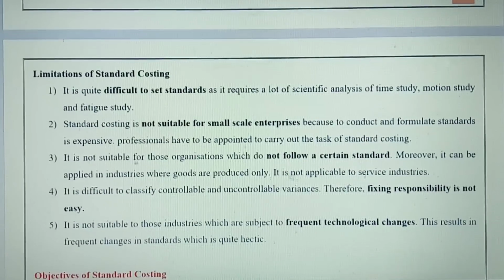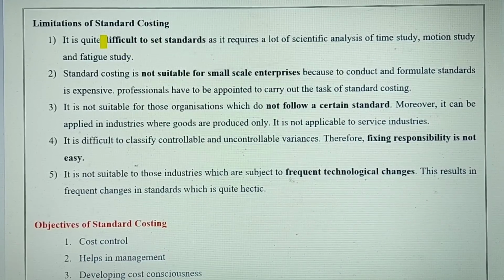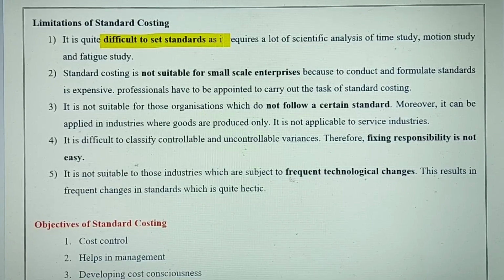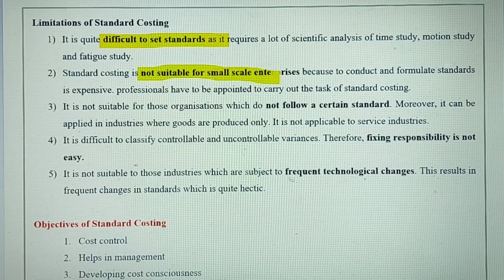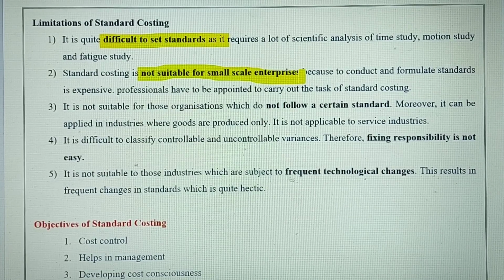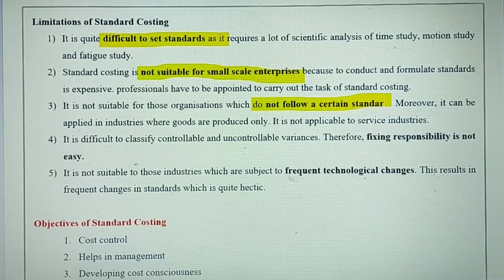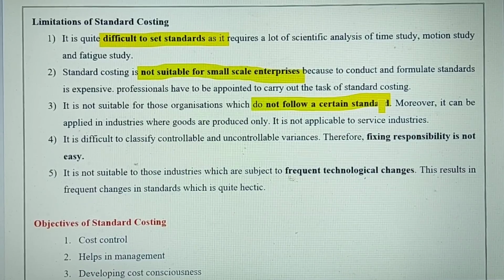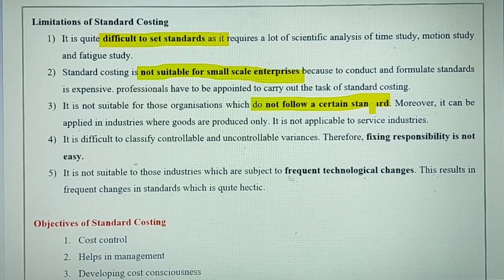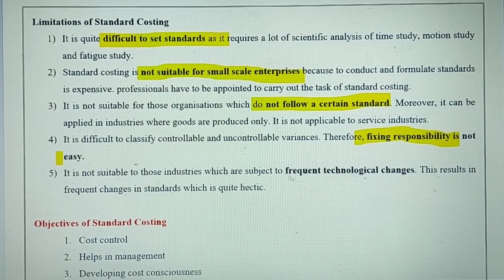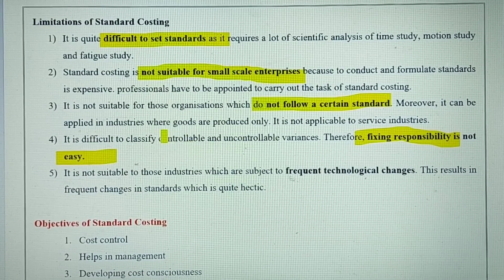Okay, so a few limitations are also there. Basically, the first limitation or drawback of standard costing is it is quite impractical to set standards for the product, because it's a very complex function, and it is not at all suitable for small scale enterprises, because the organization has to spend a lot of money to appoint the professional staffs, and it is not suitable for those organizations which do not follow any type of standards. So basically more or less related to the small scale enterprises. And fixing responsibility is a very difficult function. So it's quite difficult and impractical to control the costs.